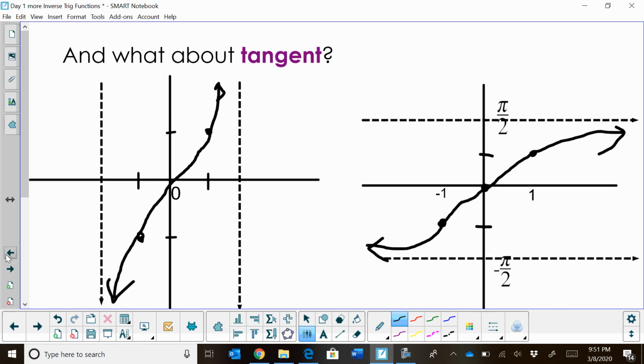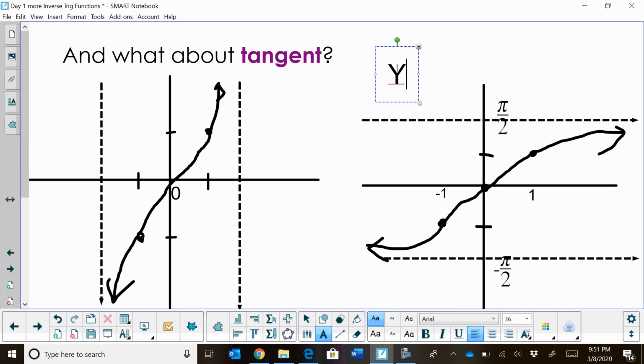And you can go back to your video and look at the graphs. So there is this last one. Let me type up here so you've got it. y equals the inverse tangent, or let's call it arctangent of x. That's your inverse function.